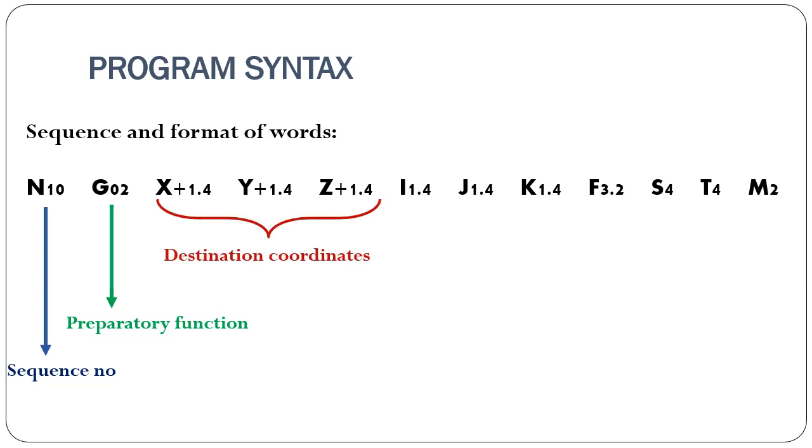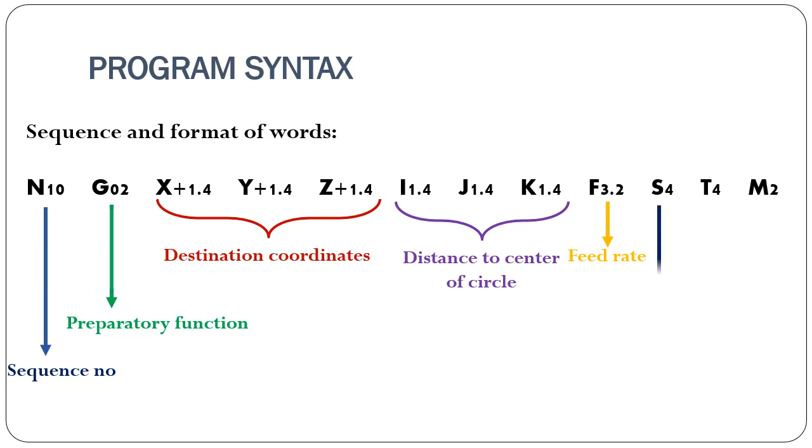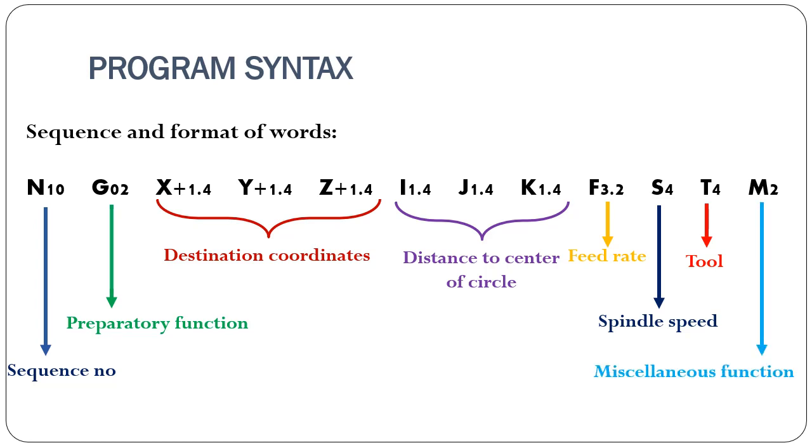Next is destination coordinates. It tells the machine where to move the tool and its location. Next is used to indicate the radius or center of the circle. Next indicates the feed rate of machining. It is denoted in F. Next indicates the spindle speed, denoted as S. Next is tool. It instructs the machine which tool is to be taken. The last is miscellaneous function like coolant on. Overall, this is the format of the program.